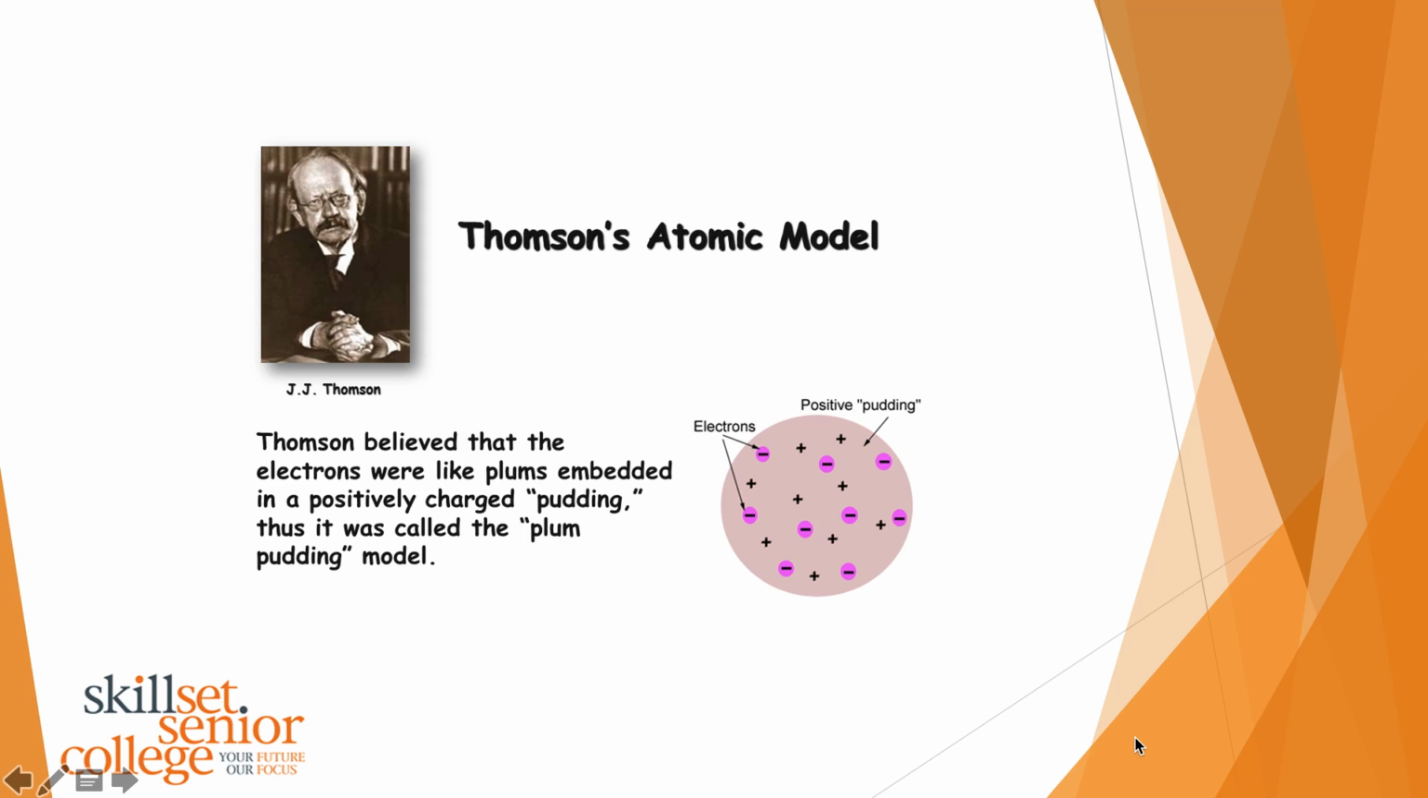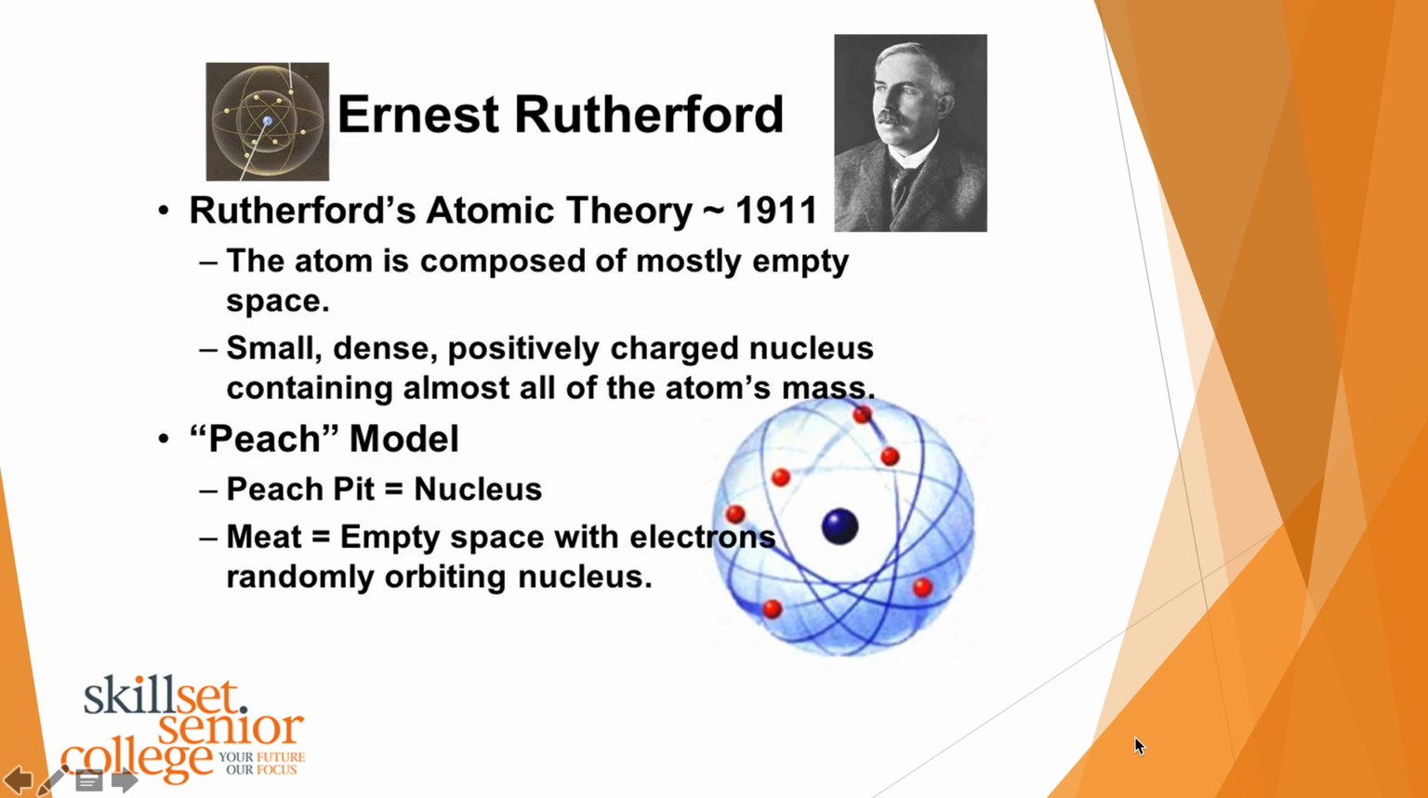J.J. Thomson, his atomic model. Remember I said about the plum pudding? So this is kind of what he imagined it to look like. Thomson believed that electrons were like plums embedded in a positively charged pudding. Thus, it was called the plum pudding model. So we don't draw our atom diagrams like that at all. But, I mean, it's a relatively good guess given the information they had at the time. And you can understand if he's trying to figure out how something that you can't see is arranged, and he's coming up with an attempt.